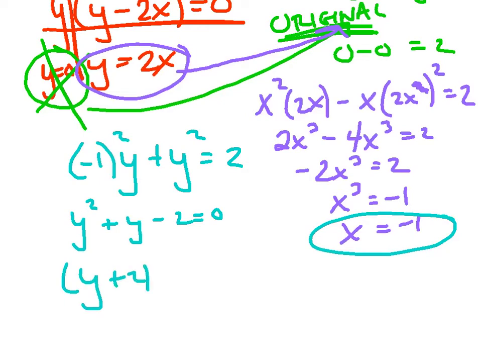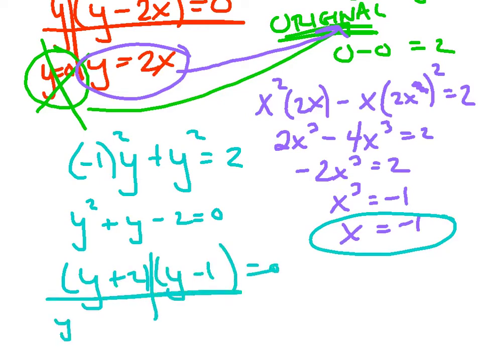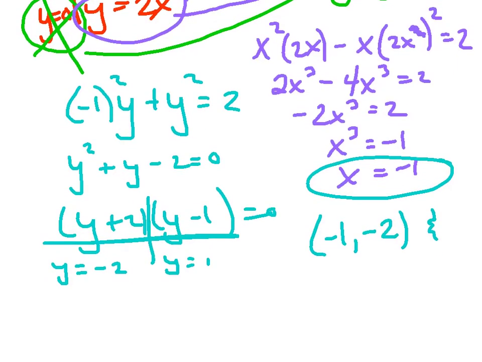(y plus 2)(y minus 1) equals 0, tee that up. y equals negative 2, and y equals 1. So I actually get 2 points. When x is negative 1, my y value can be negative 2, and when x is negative 1, my y value can be positive 1. Those both fall within there.